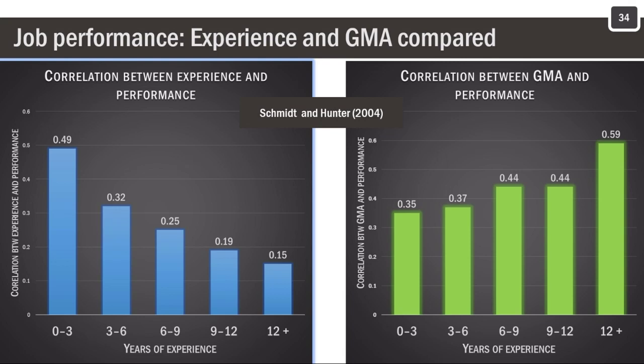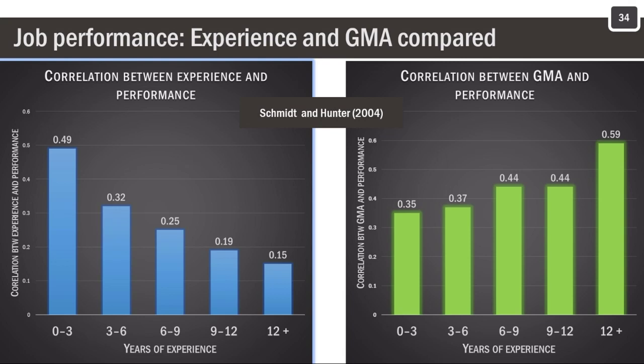So, for 0 to 3 years, the correlation between experience and performance ratings is 0.35. This is considerable, but this correlation then increases to 0.59 for those who have been on the job 12 years or more. So, it grows to even higher levels of correlation. So, taken together, what do these two graphs tell us?